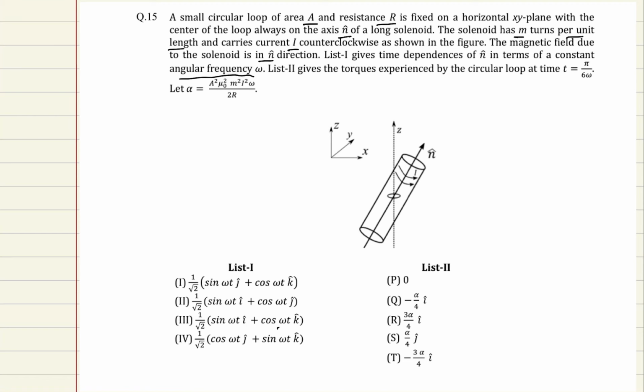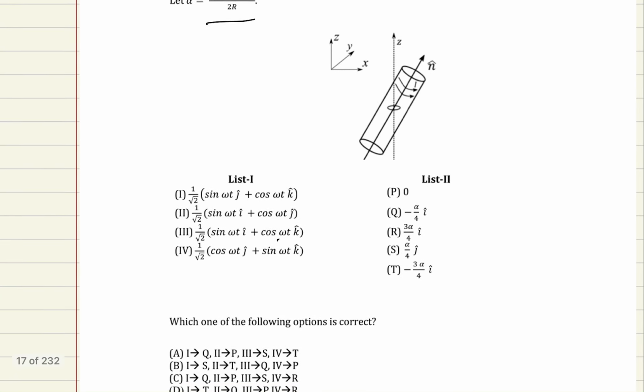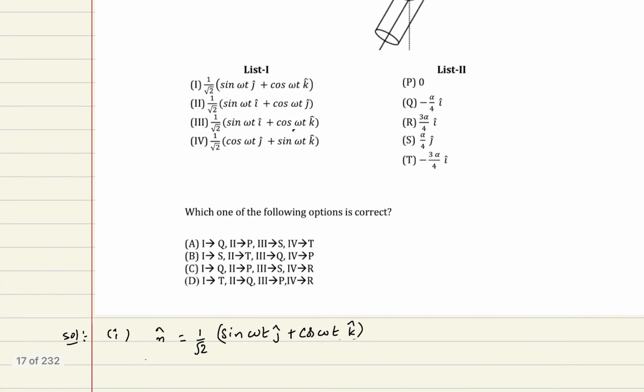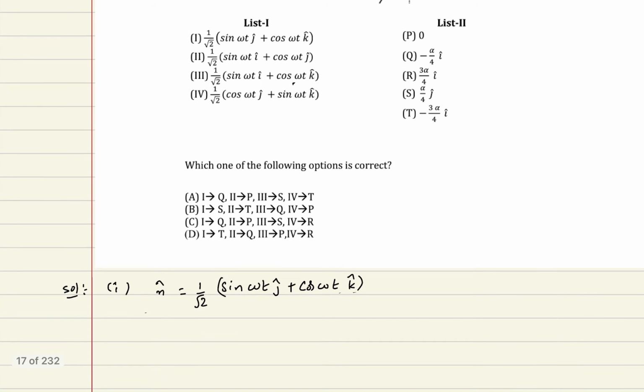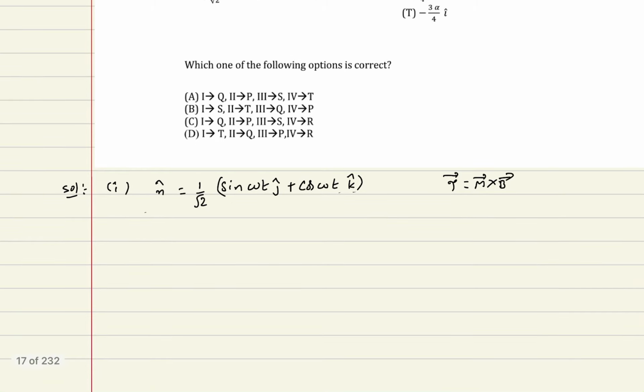List 1 gives the time dependence of n cap in terms of the constant angular frequency omega. List 2 gives the torque experienced by the circular loop at time t equal to pi by 6 omega. Alpha value is given. Now, the first case is where n is given as 1 by root 2 into (sin omega t j cap plus cos omega t k cap). Now we need to calculate the torque. Torque is m bar cross B bar.